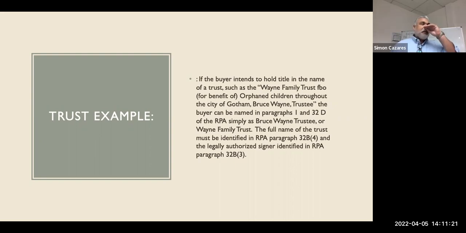So if you do happen to come across a family that does have a property in a trust, then these are the appropriate ways of doing so. Bruce Wayne Trust, or it can be whatever, the Smith Family Trust, the Smith Trust is perfectly fine, okay? And that can be identified on the very end of the purchase agreement.